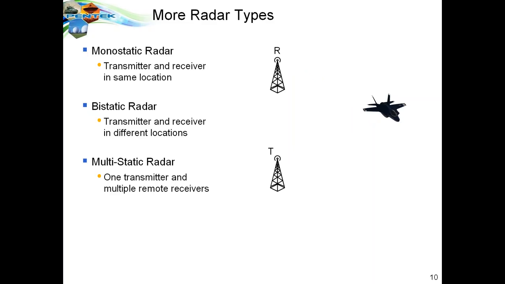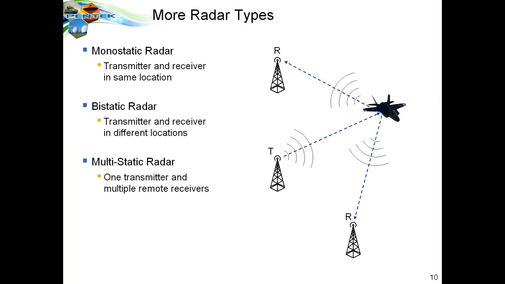In a multistatic radar, we have one transmitter and multiple remote receivers. So here we're picking up the return signal from two different antennas. Now, by using two antennas, we're not only able to get the distance to the target, but by triangulation, we can actually determine the location of the target as well. And likewise, you can extend this to combinations where you might have the return signal going back to the transmit antenna.